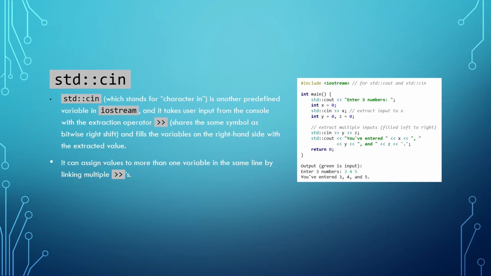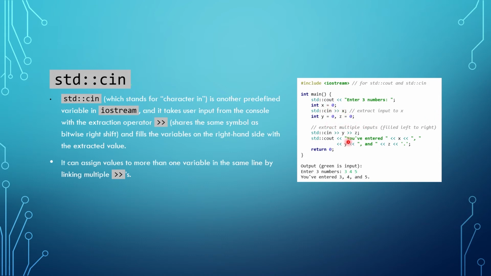So in this example, we have a std::cout and it asks for user input. And then we can use std::cin, and it uses the extraction operator. It's different from the insertion operator. And then it extracts input to x. So now x has the value of whatever is inputted. And also remember to initialize x. It's actually not necessary in here, but it's a really good practice.